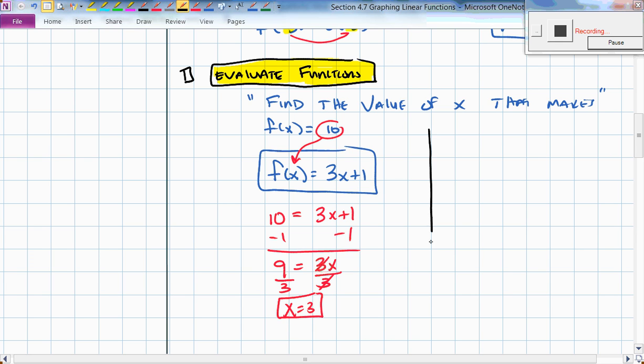Does that make sense? Okay, good. I'll give you another one, okay? Here's another example. Find the value of x that makes f of x equal to 24, and the function I'm going to give you is this one. F of x equals 6x minus 6. So different example, same directions.